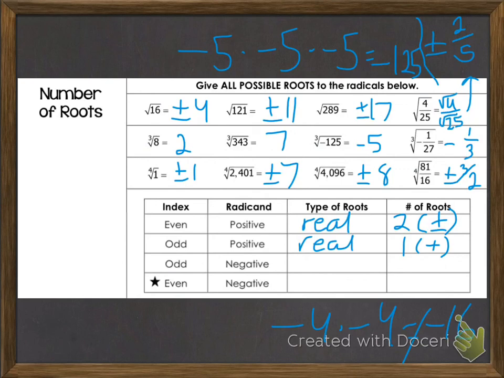So 1 positive root. If the index is odd and the radicand is negative, you're still going to have real number roots, but you are only going to have 1. But now this one is negative, so 1 negative root. And this one is actually different. If it is an even index with a negative radicand, then your roots are going to be imaginary, and that's where the i comes in. Imaginary roots. And you're going to have 2 of those, with one being positive and the other being negative.